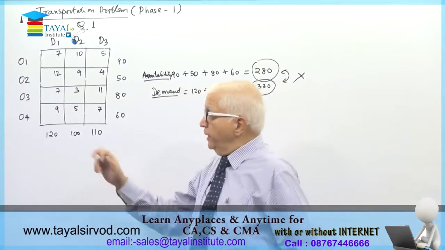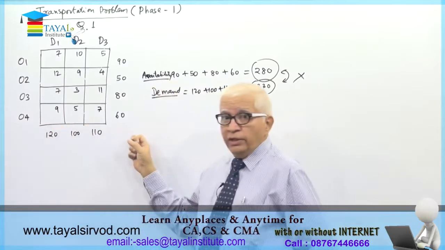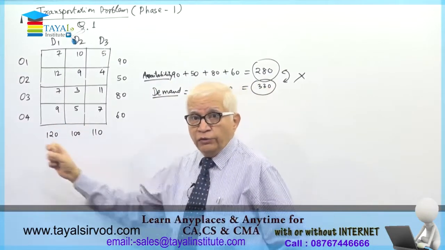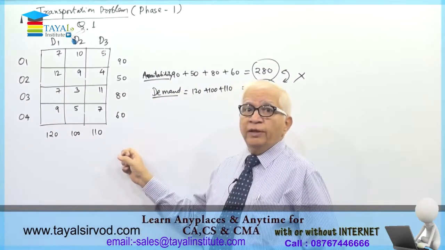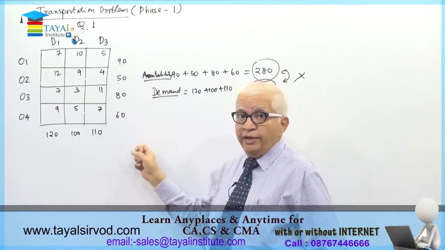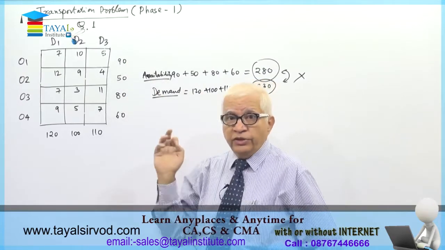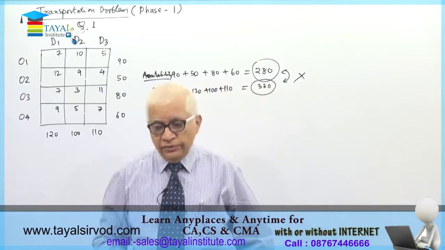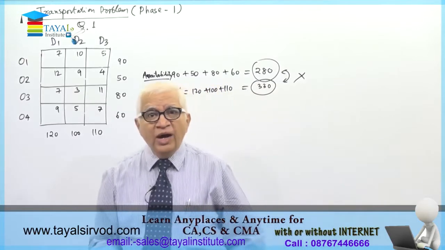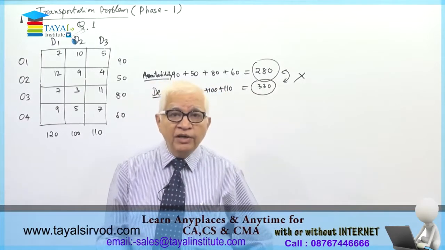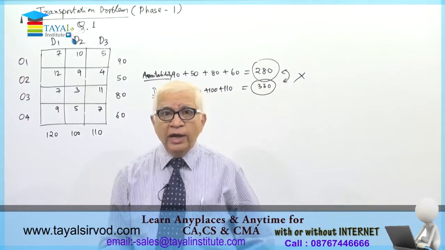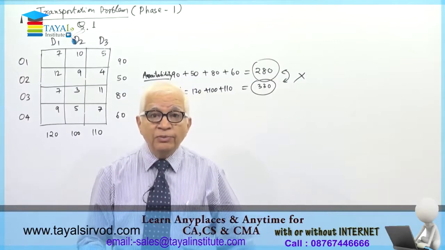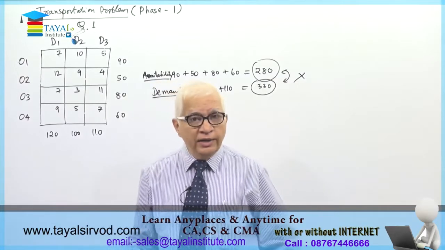That means I need to create another origin called O5, which will have 50 units available with it, so that the total availability will become 280 plus 50, 330, and the demand is already 330, then the problem will become balanced. In other words, when the demand is more and supply is less, I need to add a row. When the supply is more and demand is less, I need to add a column.